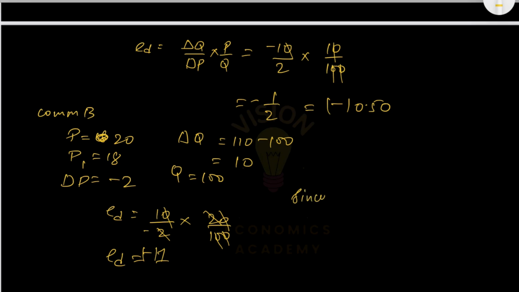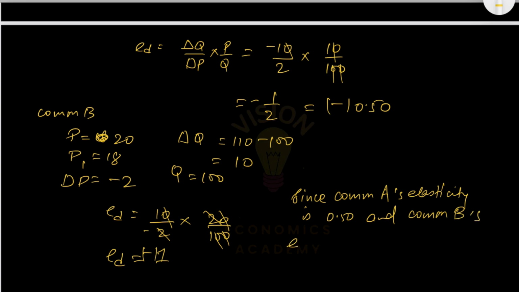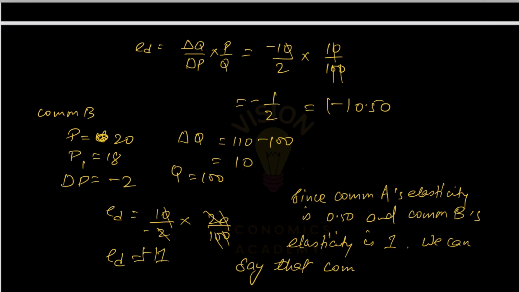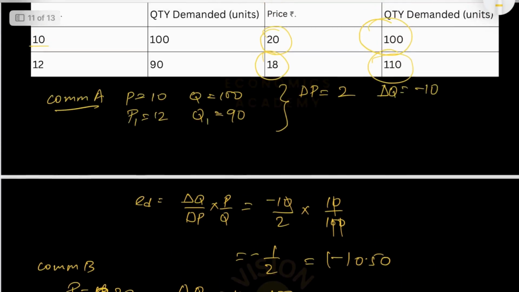So since commodity A's elasticity is 0.50 and commodity B's elasticity is 1, we can say that commodity B is more elastic. Okay, so you can take the screenshot of it.